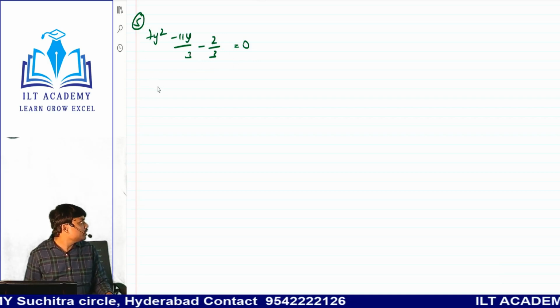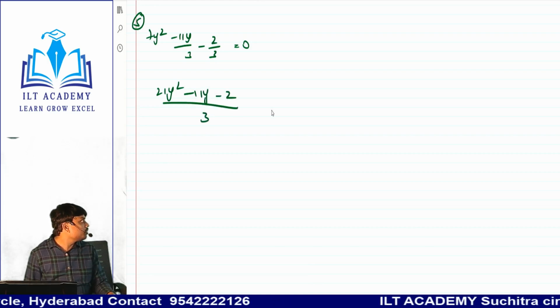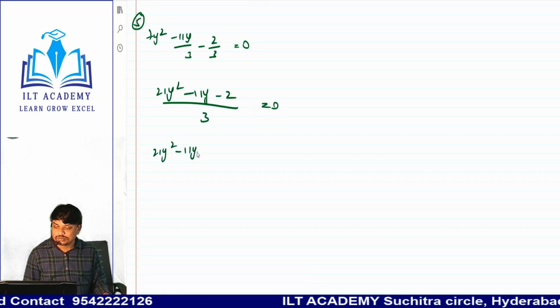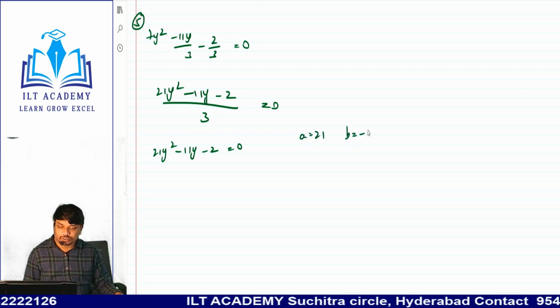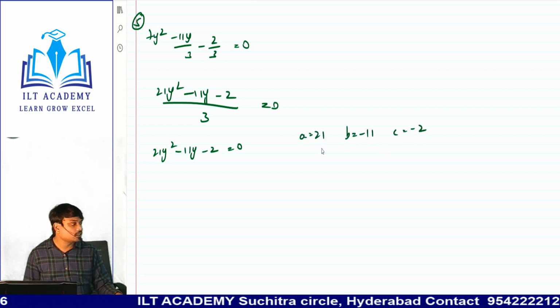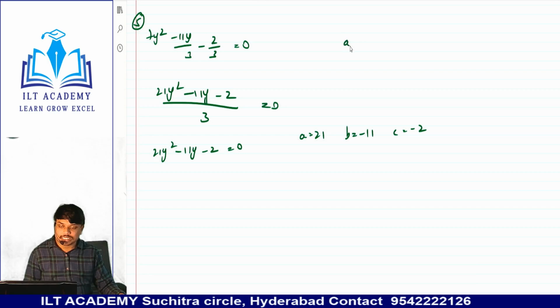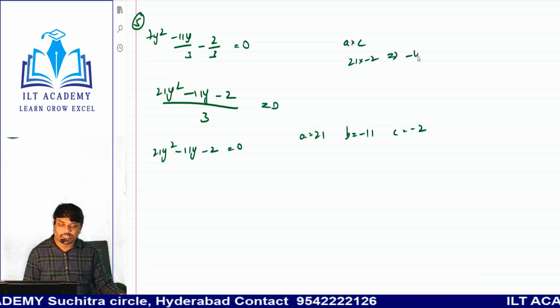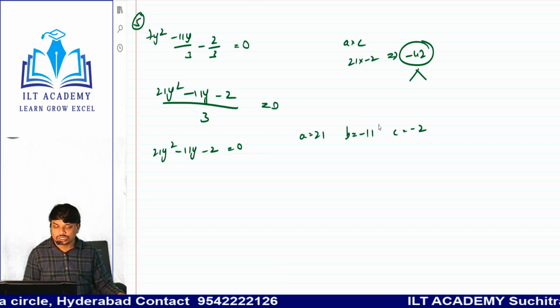Clear? So 3 into 7y square is 21y square minus 11y minus 2 whole divided by 3 is equal to 0. 3 goes that side. So 21y square minus 11y minus 2 is equal to 0. Therefore a is equal to 21, b is equal to minus 11, c is equal to minus 2. Any doubts? Clear? Now what is a into c? Which is 21 into minus 2, which is minus 42. Clear? Minus 42, how will we split it? So that 11 comes in the middle.